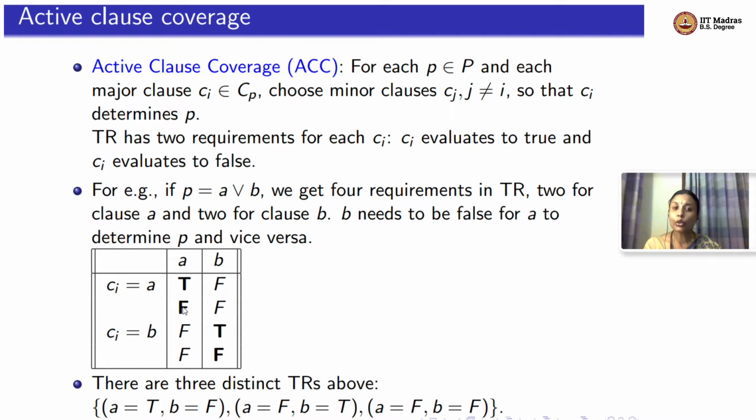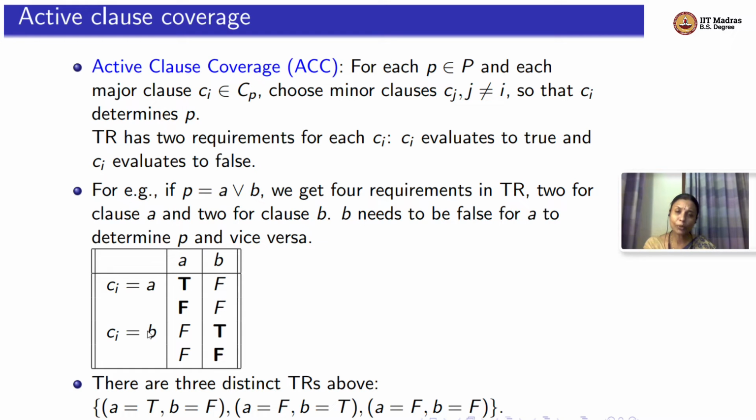For A to determine P, in this example of P equal to A or B, if the truth or falsity of P should change with A becoming true once and false once, the minor clause B should stay false. That's what is given in the last column here.